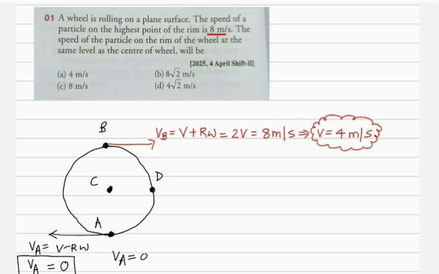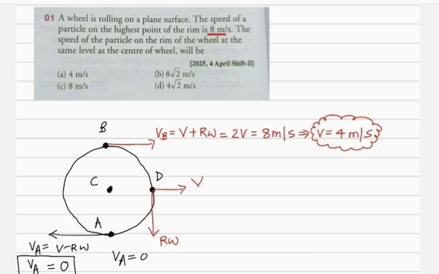The speed of the particle on the rim of the wheel at the same level as the center of the wheel, that means they demand velocity at D. First of all, can I say students, velocity for center of mass is VCM, which we are considering as V here, which is again towards right. Where is r omega right now? At point D, it will be along negative y axis.